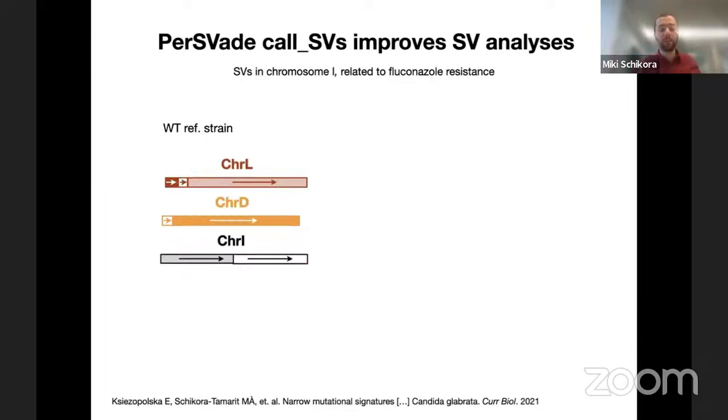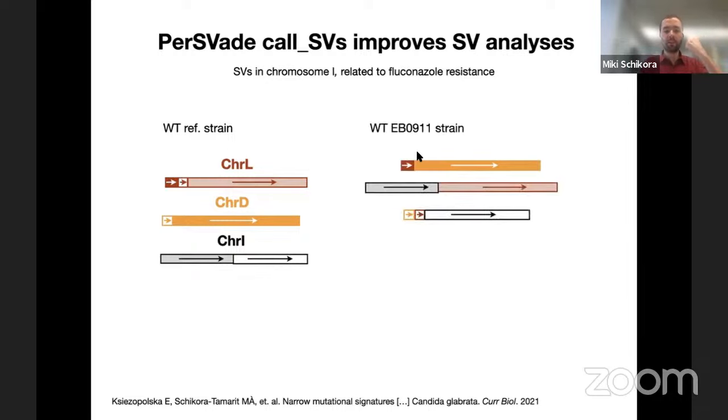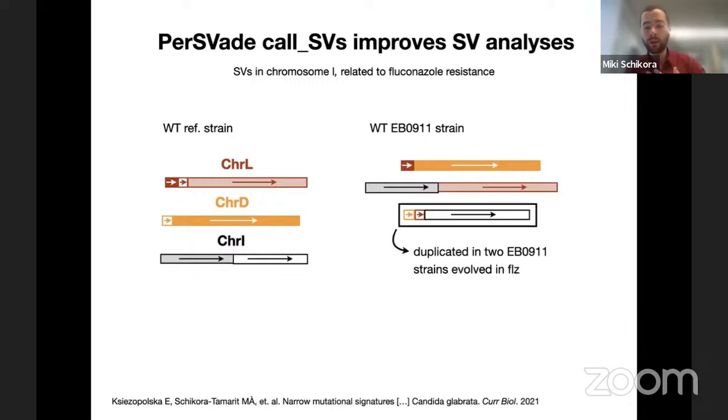Here is a slightly related example: we see there are structural variants in chromosome I related to fluconazole resistance. Again, in the wild type reference strain we have these three chromosomes, but there is this other strain that we use in our experiment that has these two balanced translocations, so it has this mix of chromosomes. There are two strains that were evolved in fluconazole from this one that had a duplication of this mixed chromosome, which is much shorter.